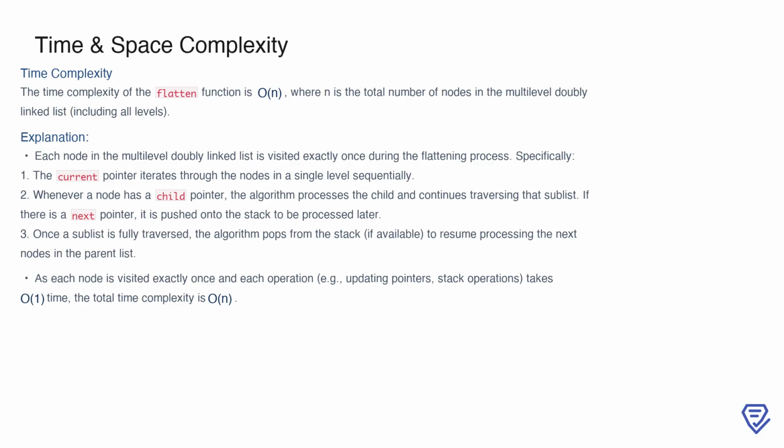The current pointer sequentially traverses the nodes at a given level. When it encounters a node with a child pointer, the algorithm processes the child sublist first, while temporarily storing the next pointer of the current node in a stack. Once the algorithm finishes traversing the child sublist, it pops the next pointer from the stack to continue processing the parent list. Since operations like updating pointers and manipulating the stack are constant time, the overall complexity remains O(n), as each node is visited and processed just once.